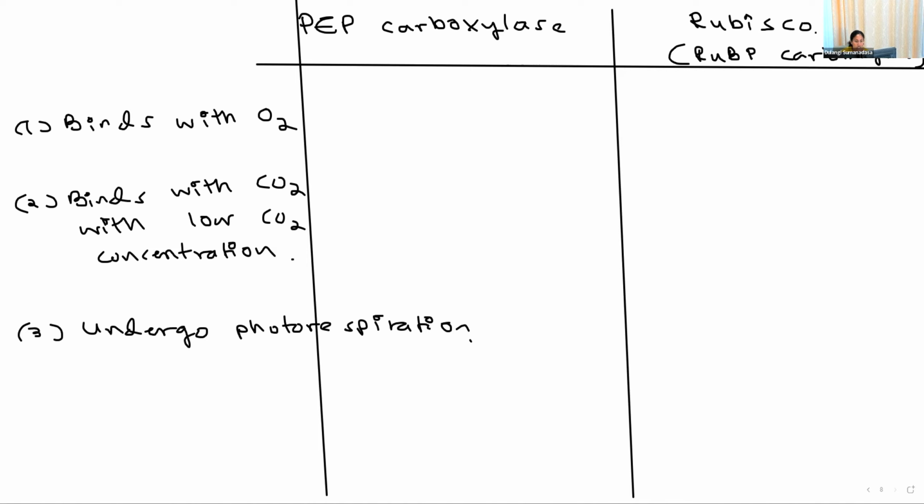Okay, let's go through this. So PEP carboxylase never ever binds with oxygen, right? Rubisco can bind with oxygen. So you can relate it to photorespiration as well. Binding with oxygen means it can undergo photorespiration.